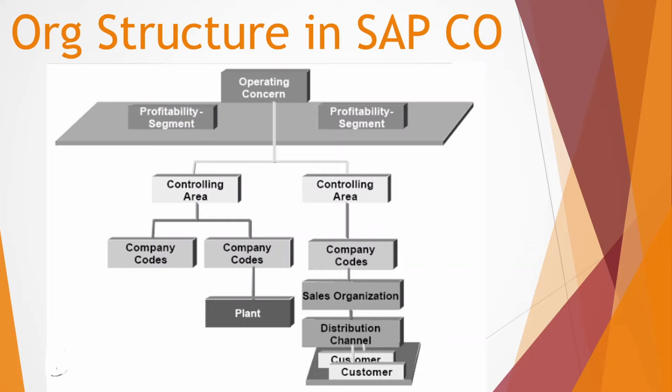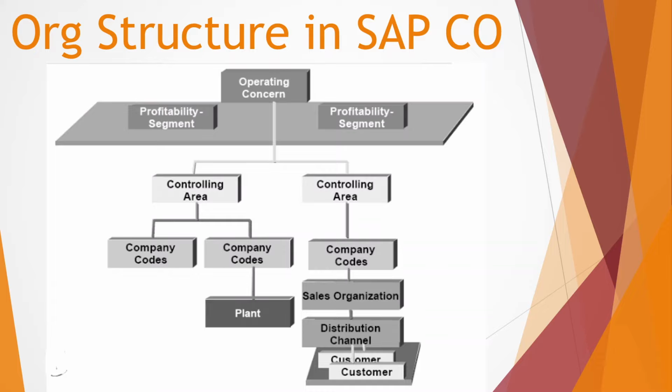But if you talk purely from the CO perspective only, then you have only two important components as a part of the org structure. First is operating concern and second one is the controlling area. And together these two covers up all modules in your CO. It can be your COPA, it can be your product costing, it can be your internal order, it can be your profit center accounting, it can be your cost center accounting, and so on. Any kind of reporting, any kind of manufacturing process or something like that, all these will be covered by these two org elements, operating concern and your controlling area.